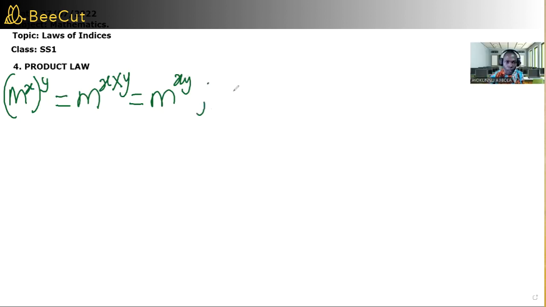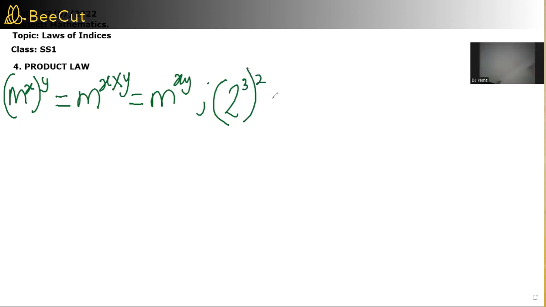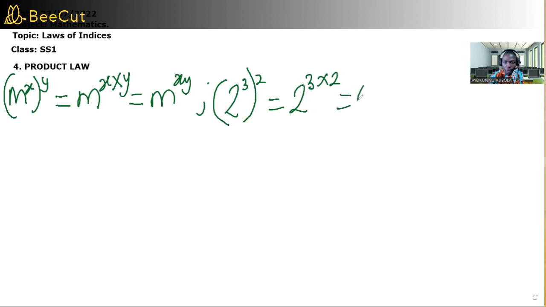Let's look at an example. If you have 2 raised to power 3, also raised to power 2, this is going to be 2 raised to power 3 times 2, and this is going to be 2 raised to power 6. Is that clear to you? Hello, are you there? Yes, sir. So do you understand this? Yes, sir. Very good. So that is the product law. If you have a number raised to a power, then both of them raised to a power again, you can simply multiply the powers since it's separated by parentheses.